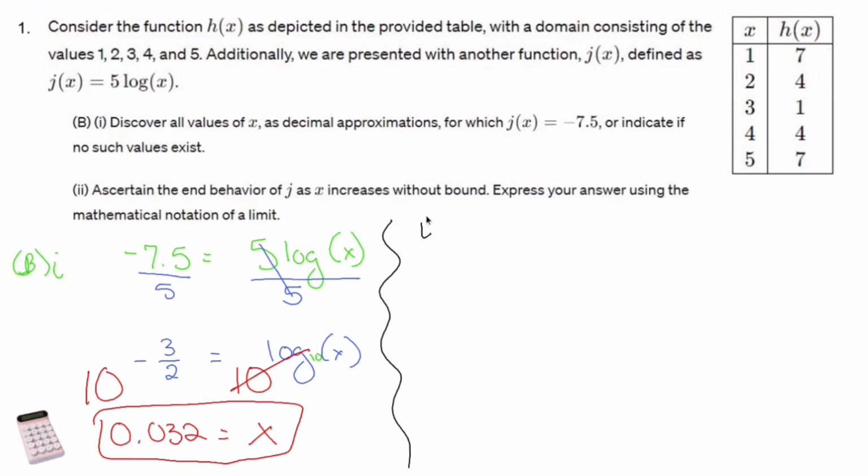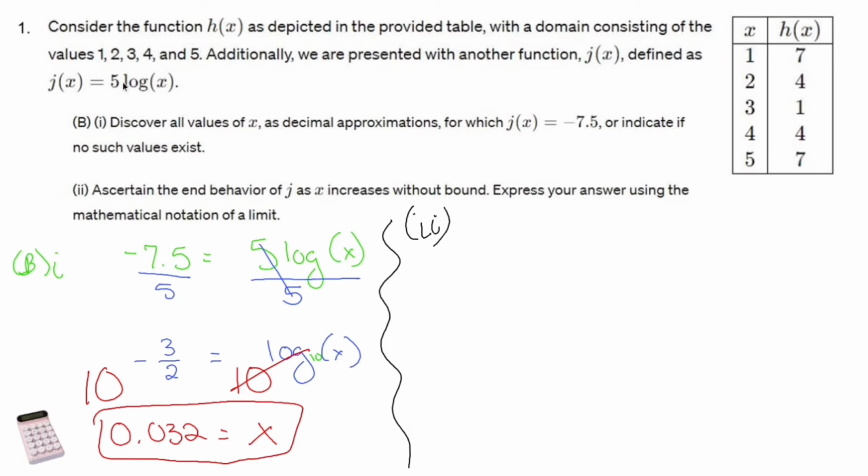Now it's 2. Ascertain, that's a word you don't see often. The end behavior of j of x as x increases without bound. Express your answer using the mathematical notation of a limit. Now, if you need to graph this out, go ahead, be my guest, graph this out. Go to y equals 5 log x. The reality is this is nothing fancy at all.